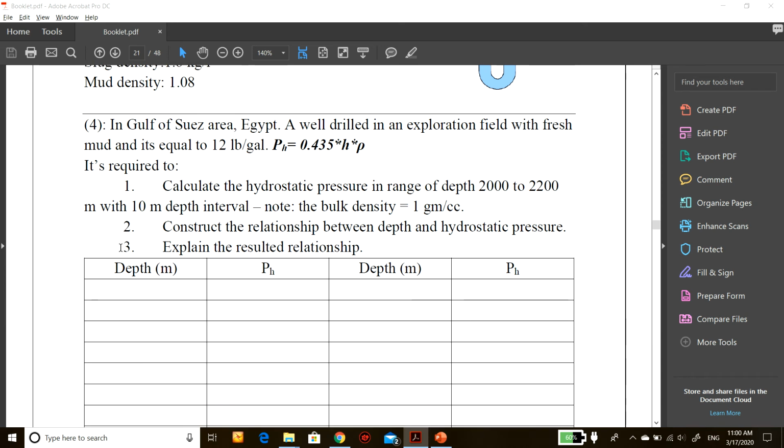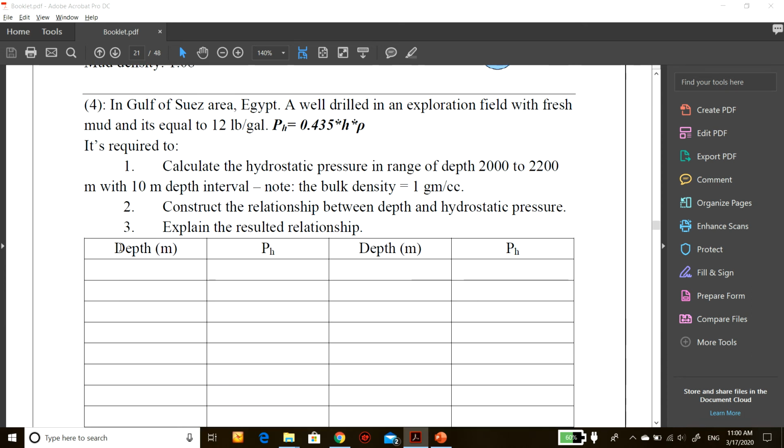Number 3, in the Gulf of Suez area in Egypt, a well is drilled in an exploration field with fresh mud equal to 12 pounds per gallon. The hydrostatic pressure can be obtained from this formula. It is required to calculate the hydrostatic pressure in a range of depths from 2000 to 2200 meters with 10 meter depth interval. Note the bulk density equals 1 gram per cc. Number 2, construct the relationship between depth and hydrostatic pressure. Number 3, explain the resulting relationship.